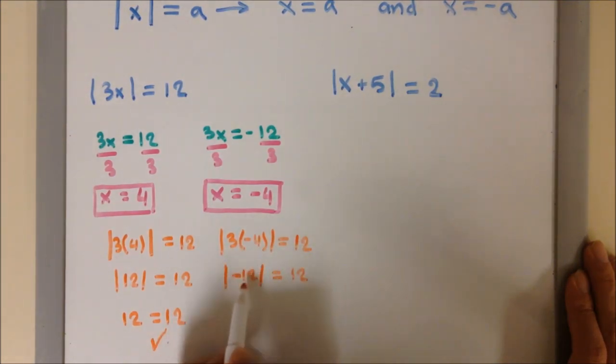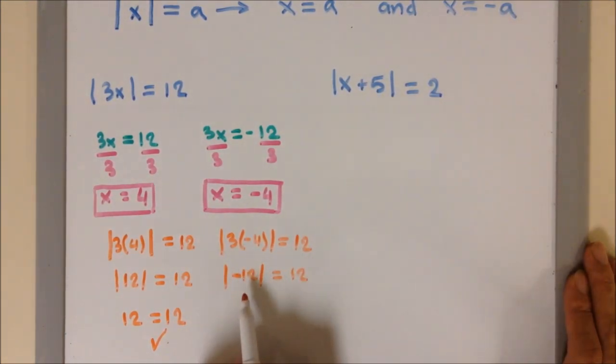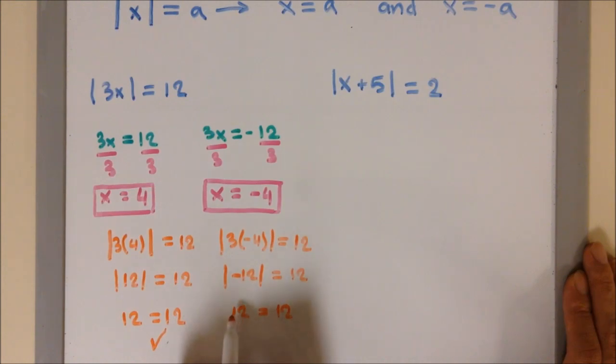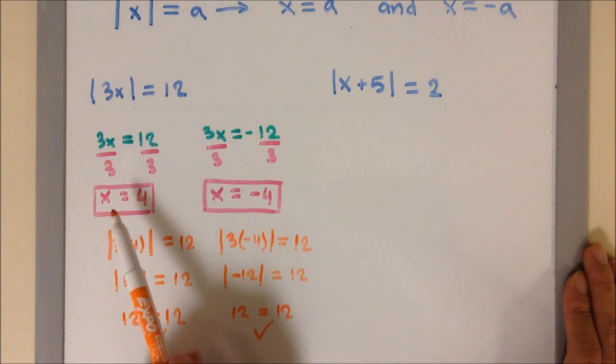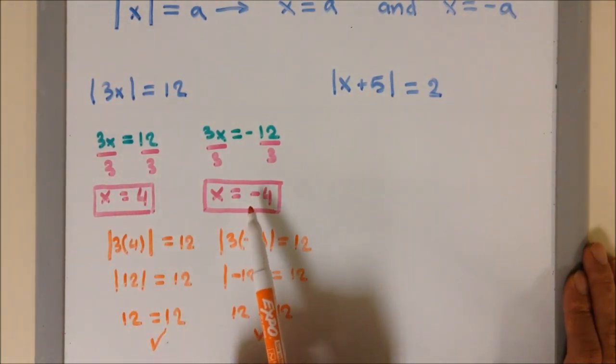Now, again, as I said before, the absolute value makes the inside number become positive. So the absolute value of negative 12 becomes 12. Now, you see that the left side equals the right side is true. So that's why you have two solutions. One is x equals 4, and the other one, x equals negative 4.